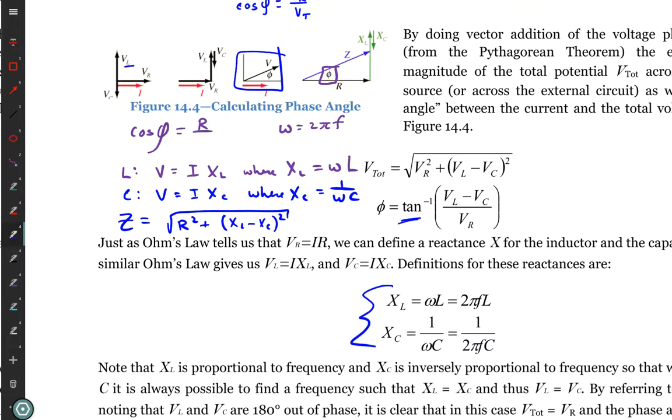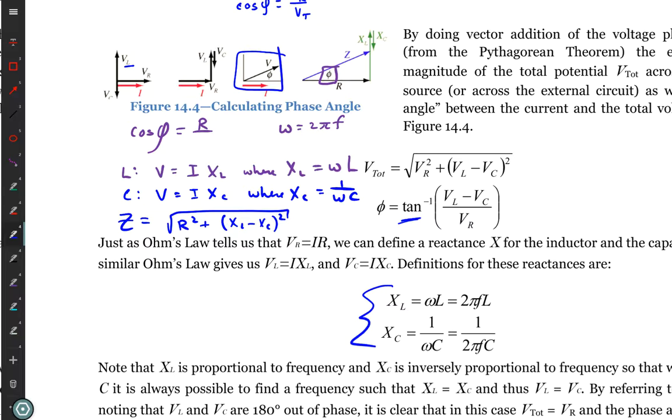Okay, staying with the inductor, if the frequency is really high, how is the inductor going to react? Your X becomes really big, and so it's basically a really big impediment if you have a high frequency. So inductors allow low frequencies just fine, but block high frequencies.